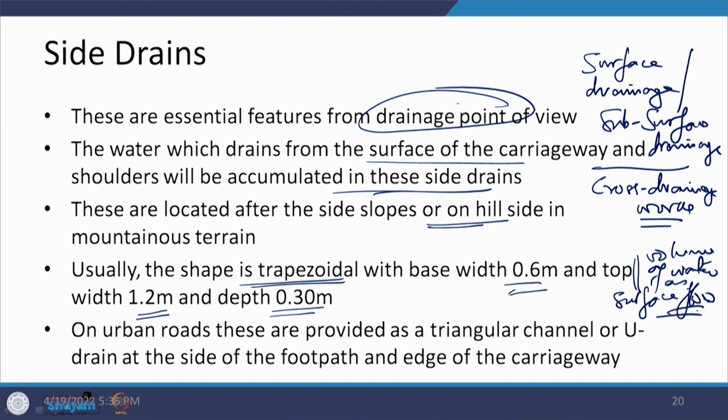Okay, so that amount of water needs to be calculated and accordingly there may be a requirement to redesign these. In the case of urban roads, they can be provided as a triangular channel or the U drains, and these are provided at the side of the footpath or at the edge of the carriageway, but most of the time we should have some space being given even for the shoulder also.